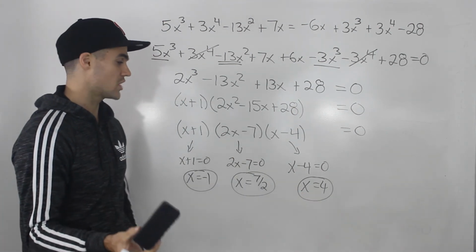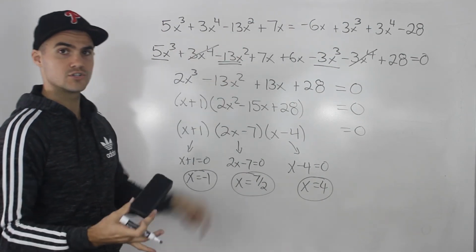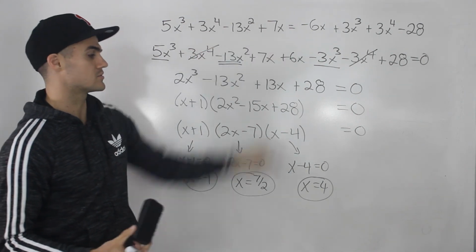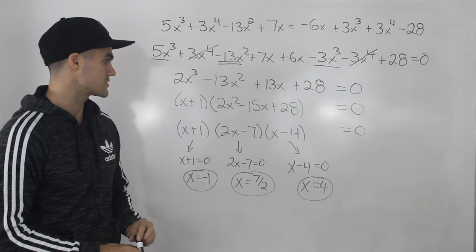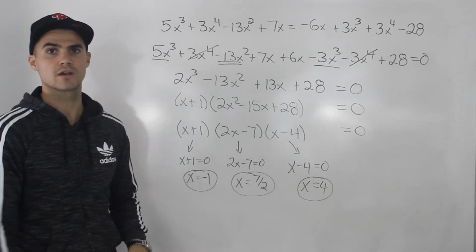You can also check your answers by taking these x values, plugging them into the original polynomial equation you got, and making sure that the left side equals the right side. And when you do so, you should get both sides equaling. I'm pretty sure these are the right answers, but you can double check yourselves.